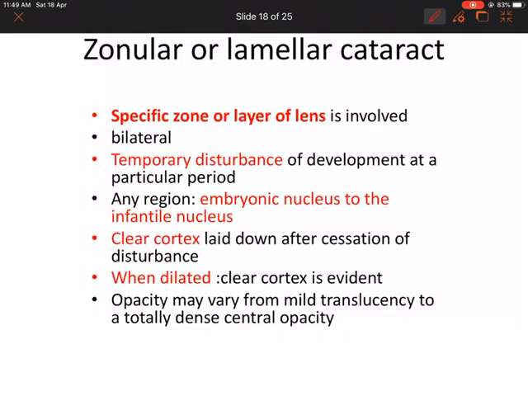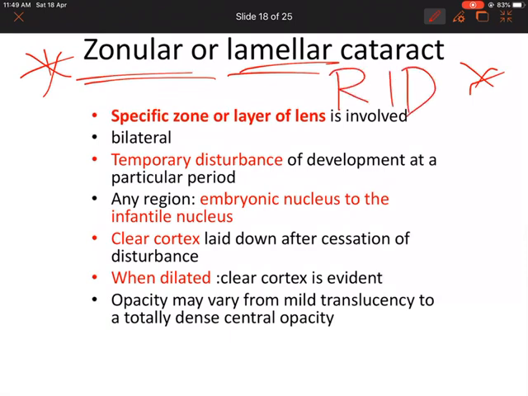Coming to zonular cataract or lamellar cataract. This can be a very important question in the exam. Zonular cataract is always associated with riders. The question can be: riders are associated with which cataract? It's called a zonular cataract or lamellar cataract. There is a specific zone or layer of the lens involved here.